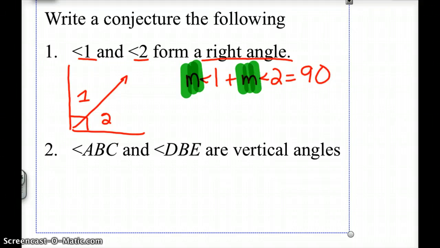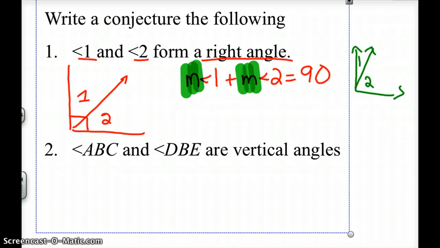Could I have written the measure of angle 1 equals the measure of angle 2? When I gather information, I don't necessarily know. If I drew another picture here, it could have gone like this, and that could have been 1, and that could have been 2. So the information that I gather is not really going to produce that 1 and 2 are always equal. So the measure of 1 equaling the measure of 2 really is not a correct answer.